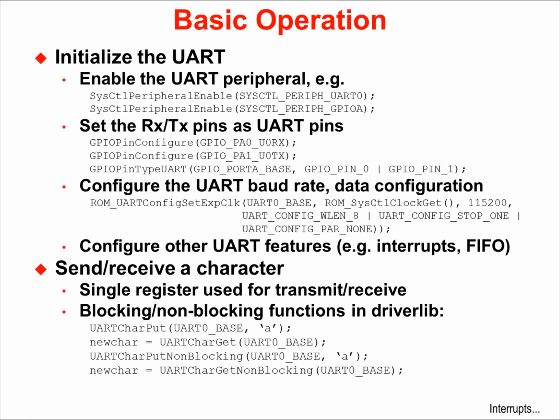The basic steps for initializing the UART are as follows. Enable the UART peripheral. Configure the transmit and receive pins for the UART function. Configure the baud rate and data setup of the UART. Configure any other UART features like interrupt generation and FIFO usage. Now the port is ready to send and receive characters.